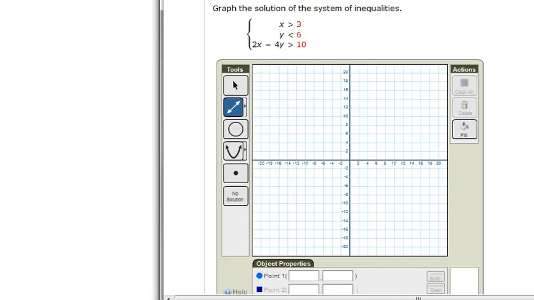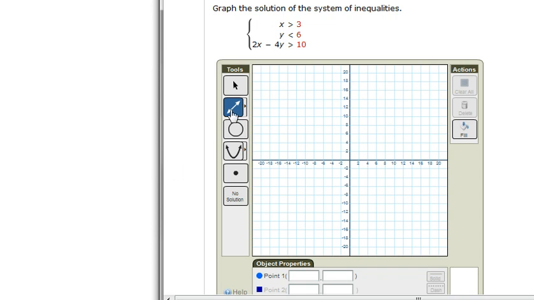Here we're going to graph the system of inequalities: x greater than 3, y less than 6, and 2x minus 4y greater than 10. So none of the boundaries will be included in this case, since all of the inequalities are either greater than or less than. So first of all, I've chosen the line tool.